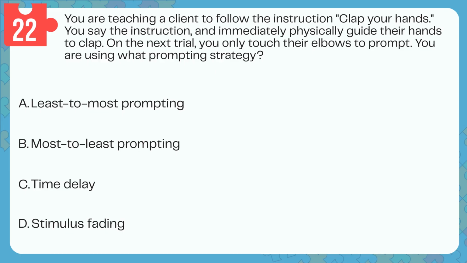Question 22. You are teaching a client to follow the instruction, "clap your hands." You say the instruction and immediately physically guide their hands to clap. On the next trial, you only touch their elbows to prompt. You are using what prompting strategy? A. Least to most prompting. B. Most to least prompting. C. Time delay. D. Stimulus fading.